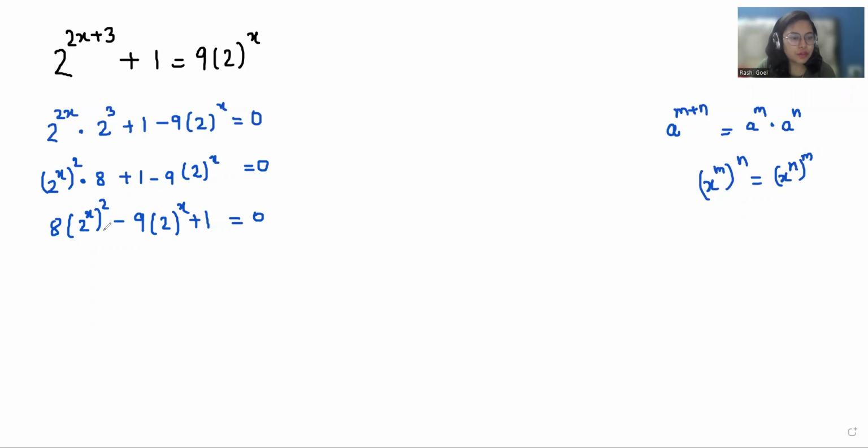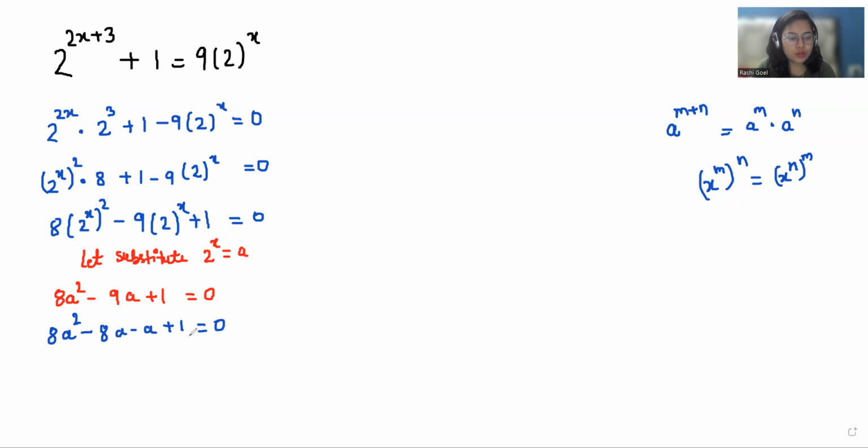So let's make a substitution. Let's substitute 2^x is equal to a. So 8a^2 minus 9a plus 1 is equal to 0. Now it looks like a quadratic equation, so we are doing middle term split. So 8a^2, we can write 9a as 8a minus a, plus 1 is equal to 0.